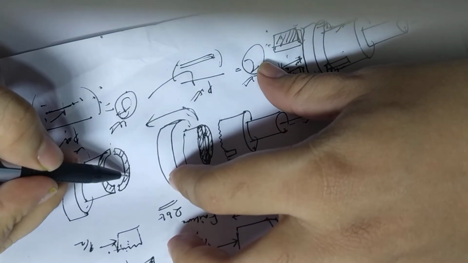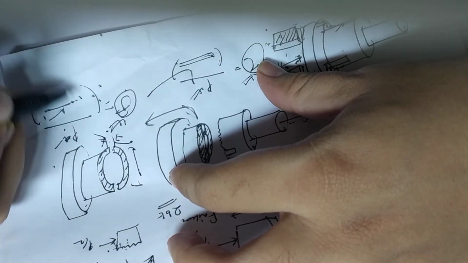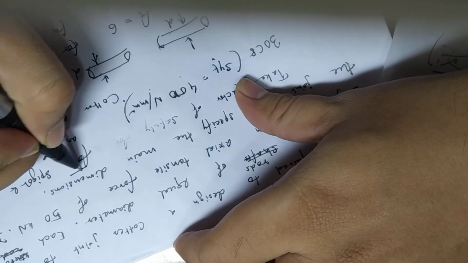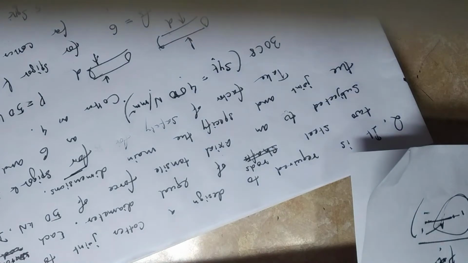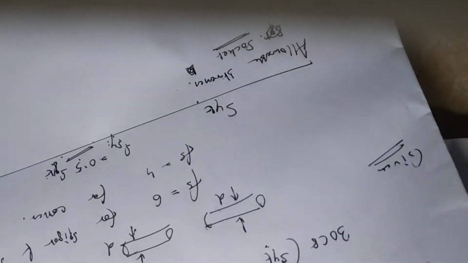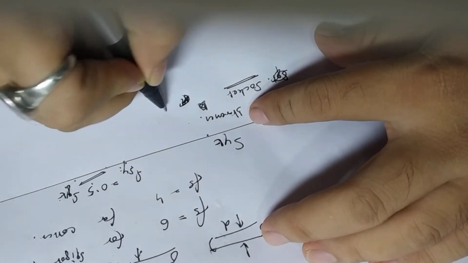All the dimensions. So this diameter is a dimension, and there will be some other dimensions as well. So we can find out what we are asked to find out, the dimensions, from there. Understood?